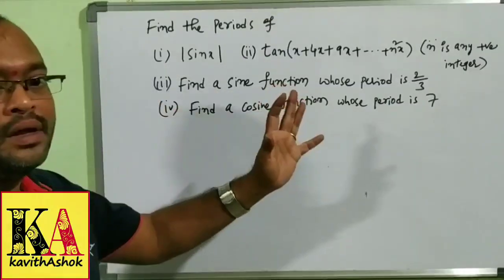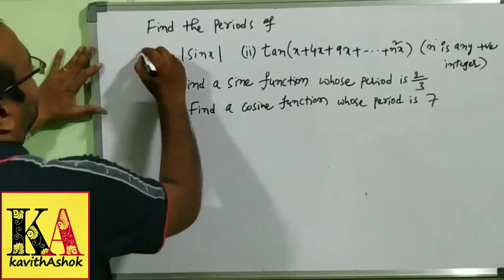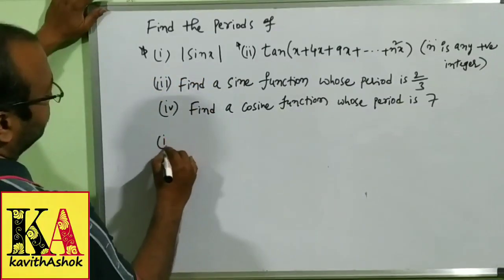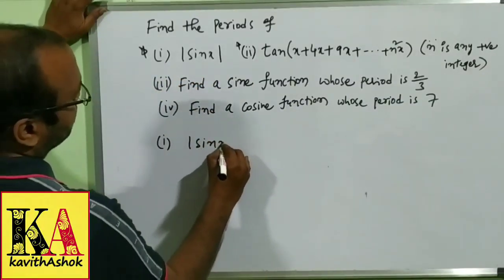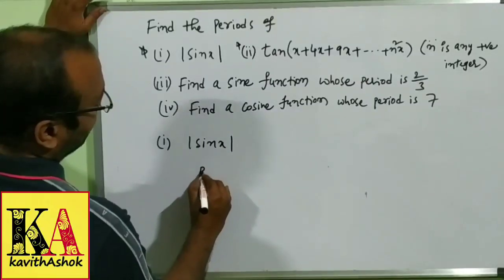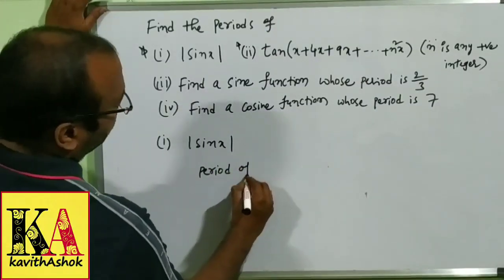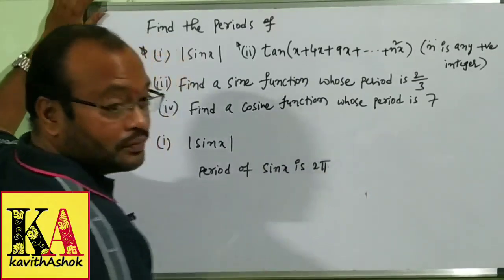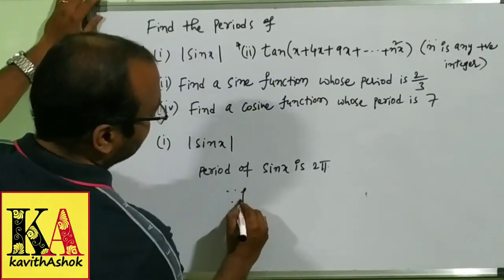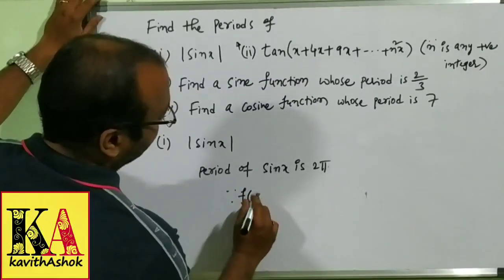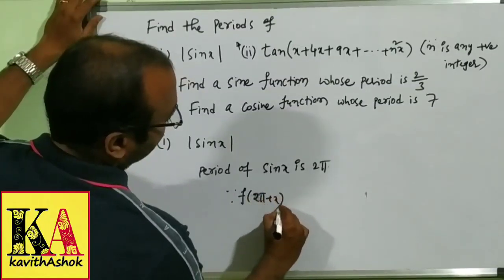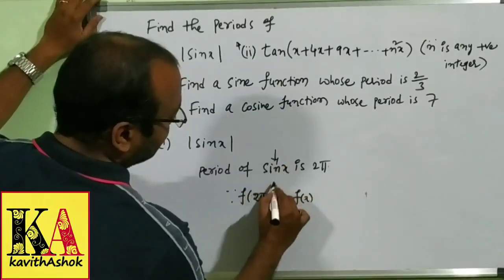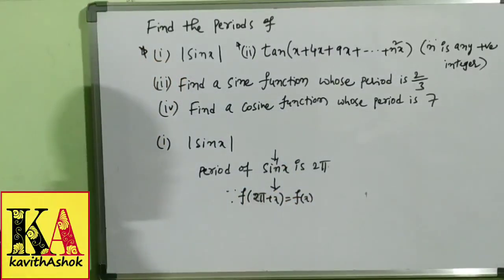Now we will check some more important problems. This is a very important one: mod sin x. This is what? Mod sin x. We know that the period of sin x is 2 pi. Why is that 2 pi? Since f of 2 pi plus x is equal to f of x. If the function is sin x, then automatically f of 2 pi plus x is equal to f of x.